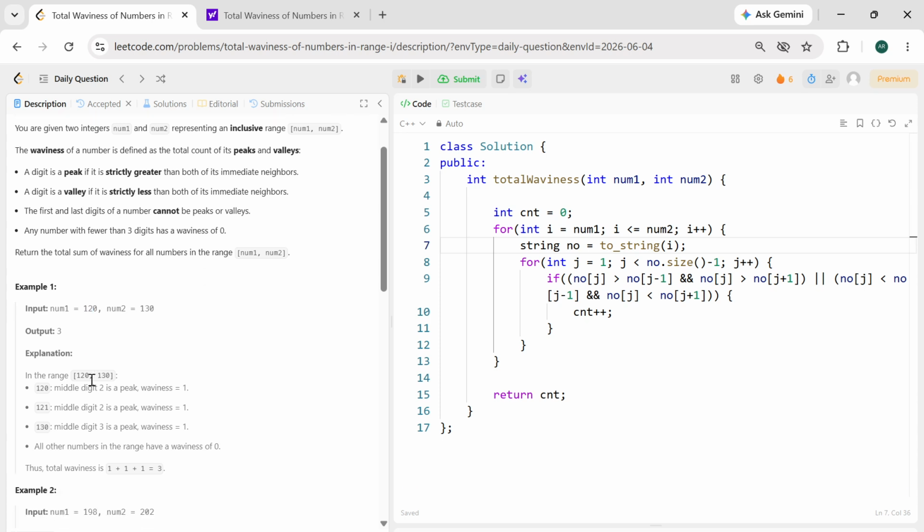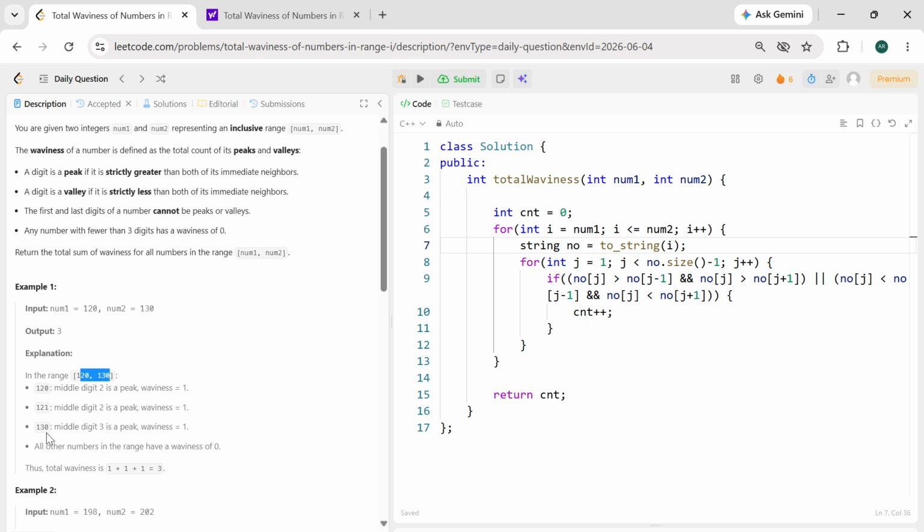So here you can see between 120 to 130, we want the total waviness for all the numbers in this particular range. So 120: you always have to exclude the first and last elements, here 1 and 0. You only consider the middle elements, right? So here you can see the 2. Now 2 is greater than both of its immediate neighbors, so I will say 1 waviness. Then 121, again 2 is greater, so 1 waviness.